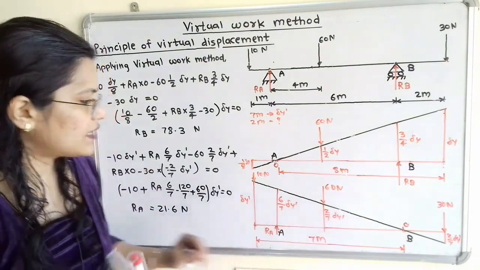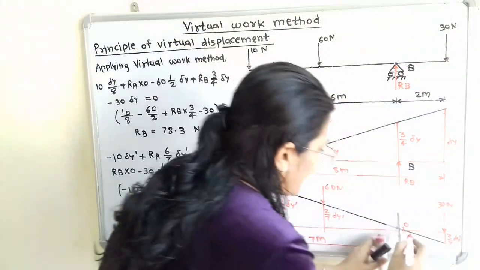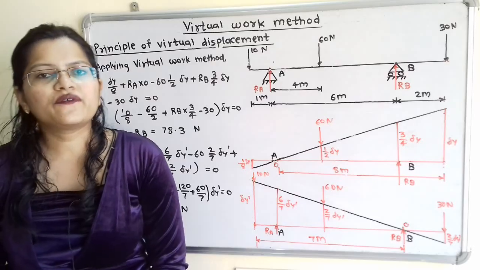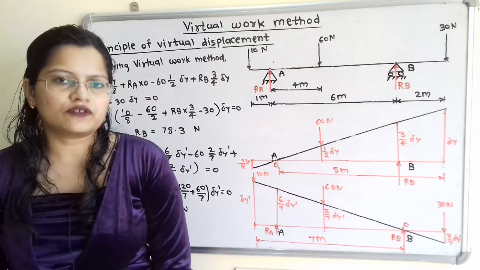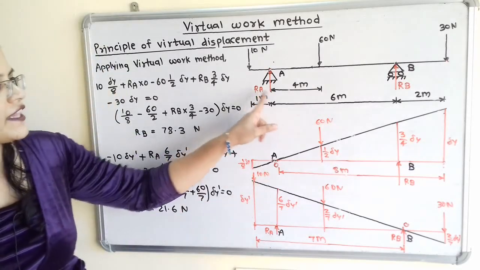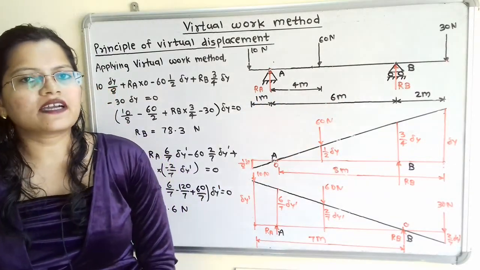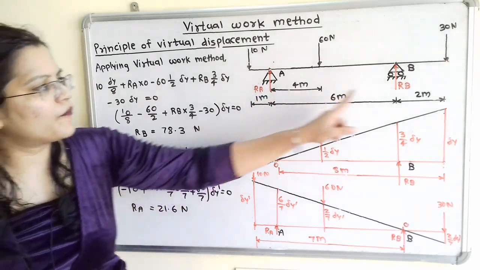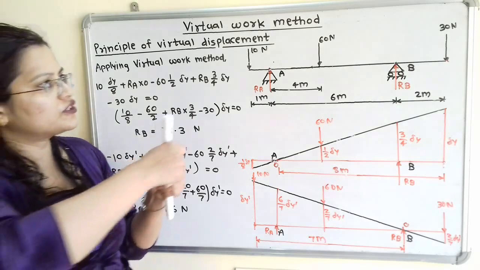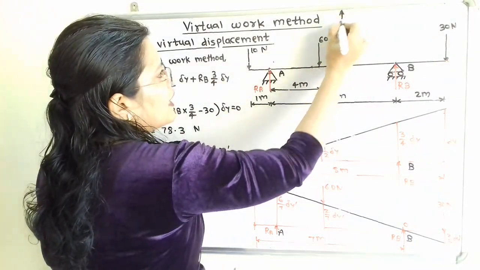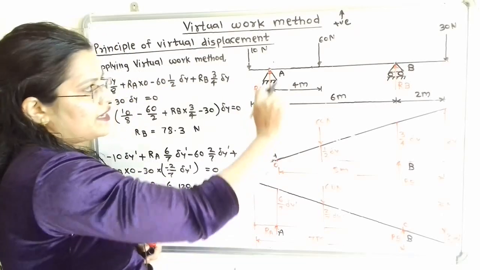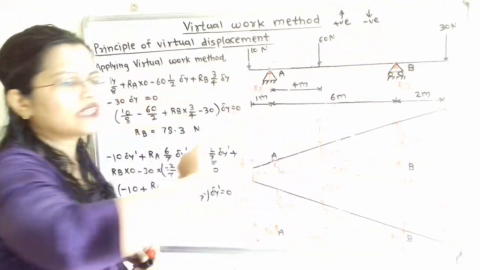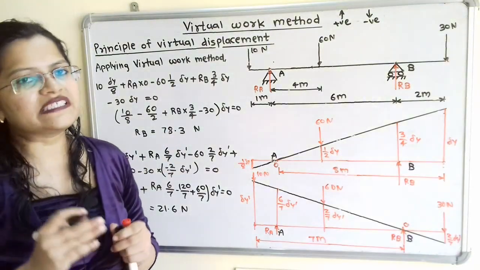Now this is the diagram. At end B we have to show the action as it is, so it is equal to RB. Now we will apply the virtual work method to find out the values of RA and RB. The sign convention is the important term. The forces which are in upward direction, we will use positive sign, and the forces which are in downward direction, we will use negative sign. And there is also displacement.